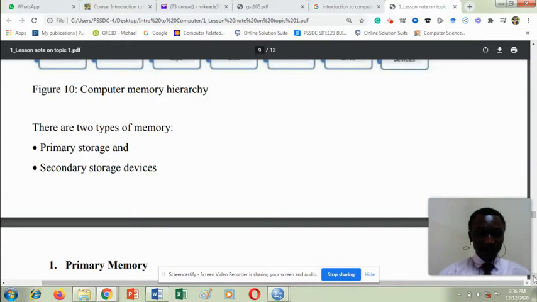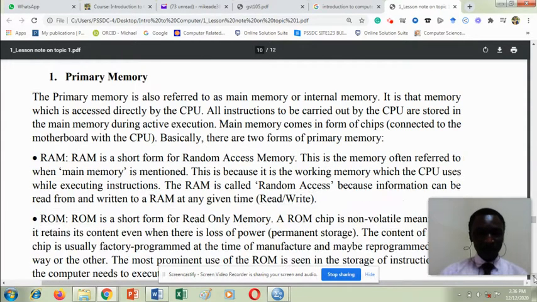Dear participants, we said earlier that there are two types of memory: the primary storage and the secondary storage. The primary storage, as you could see from the earlier image, has two parts, which are the RAM and the ROM. RAM is a short form for random access memory. It is often referred to as main memory. When we talk about main memory, you are referring to RAM, because it is the working memory the CPU uses while executing instructions.